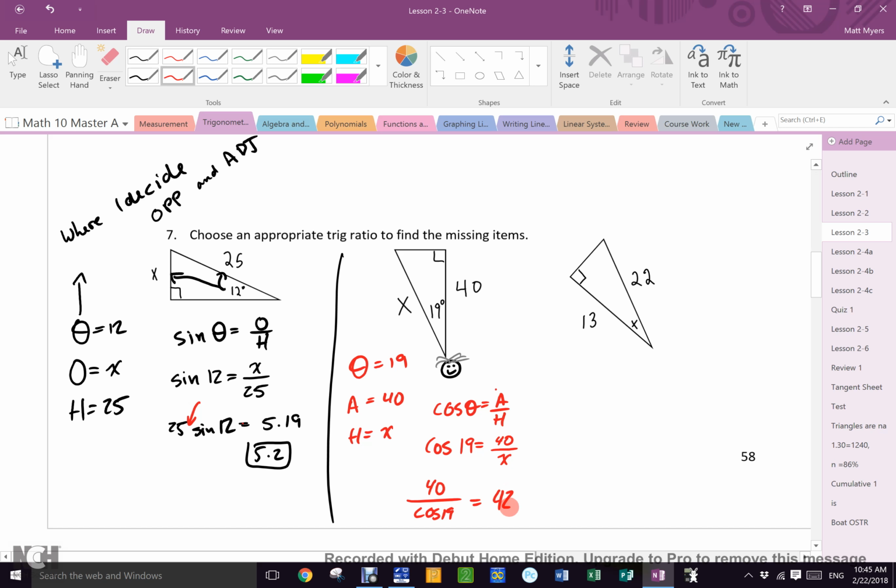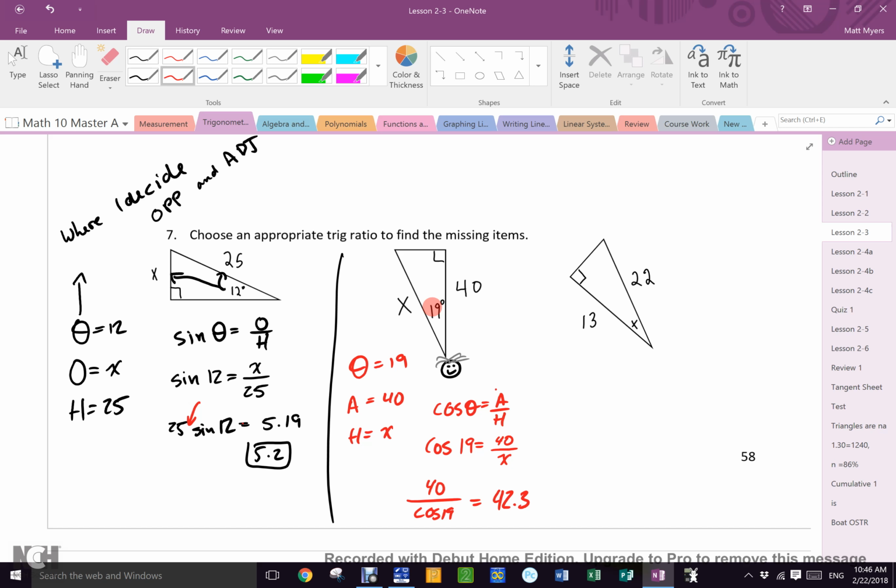42.3? Does that make sense? 42.3 is longer than 40, and 19 isn't a very big angle, so it won't have spread very far apart, right? So that's a good answer. Sukman.